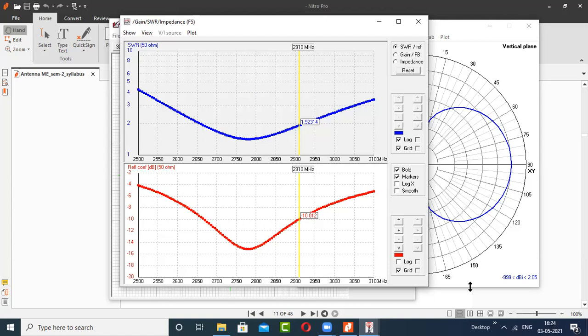These are the cutoff frequencies, the upper cutoff and lower cutoff frequency of the antenna. If you take the difference of these, you will get the bandwidth of the antenna. The center frequency is where you get the highest negative value of the reflection coefficient, so it is at the center.